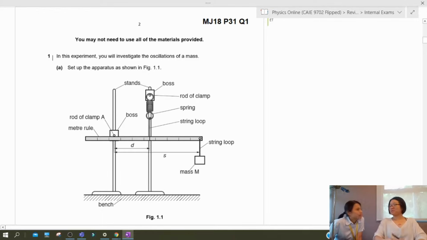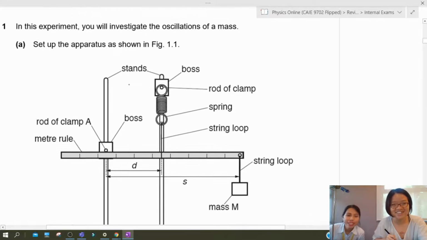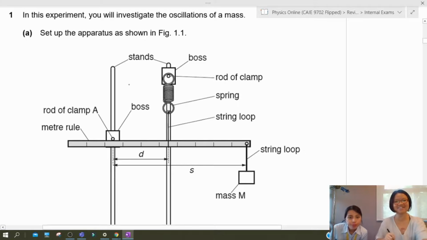Okay, today we do experiment, teacher. Yes, lah. Okay. I don't know what we're doing. It looks complicated. Aiyo, so many retort stands. Okay, let's read the instructions. So today's experiment, you're going to investigate oscillation of mass.